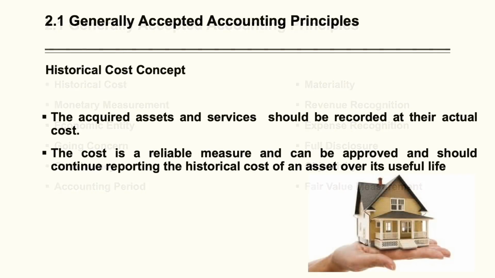Let us look at the first one, the historical cost concept. What does it mean? According to this concept, all acquired assets and services should be recorded at their actual cost. Why do we record at the actual cost? Because this cost is more reliable and can be approved, and the historical cost of an asset should continue to be reported over its useful life.